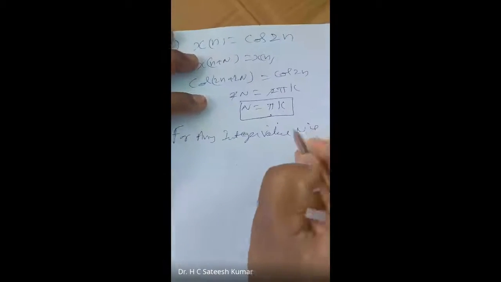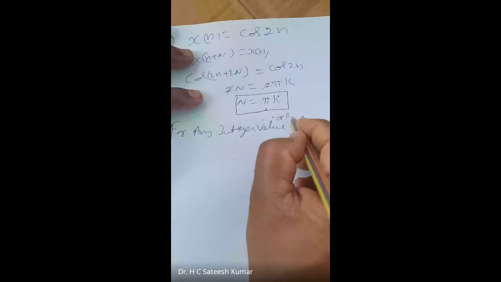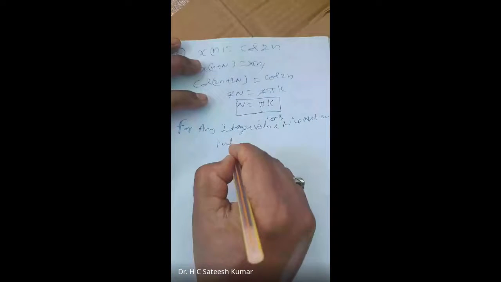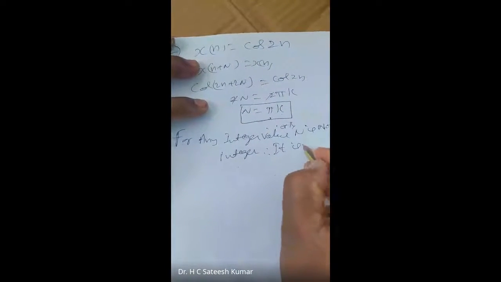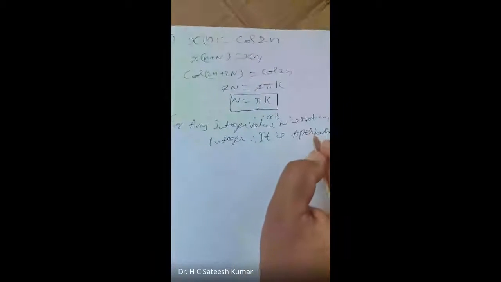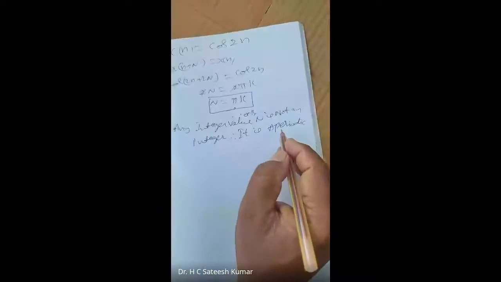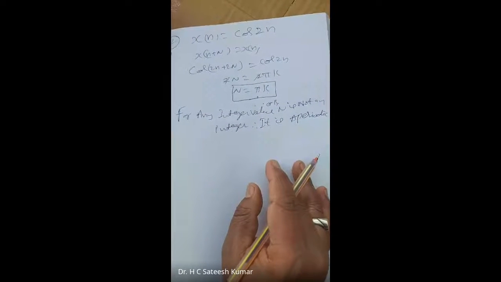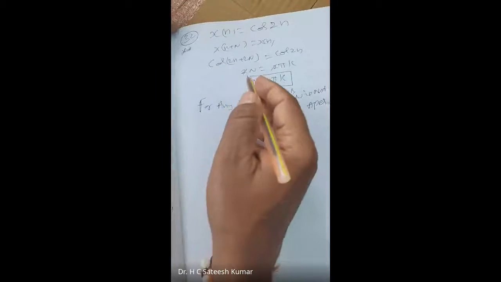n is not an integer. For any integer value of k, n is not an integer. Hence it is aperiodic. Here, individual trigonometric functions are not necessarily periodic. It can be aperiodic also, as long as we are not getting n as an integer for any integer value of k. This logic you should understand from this. It is an examination question.